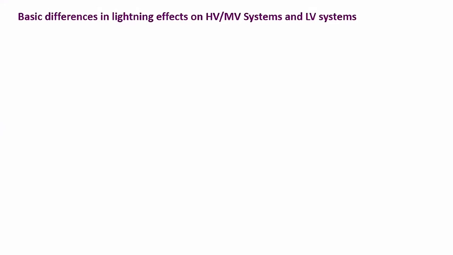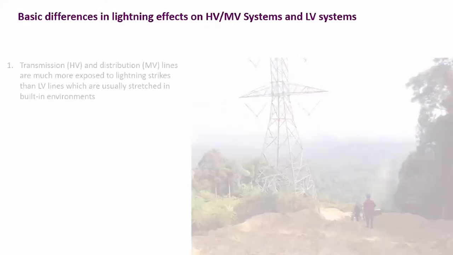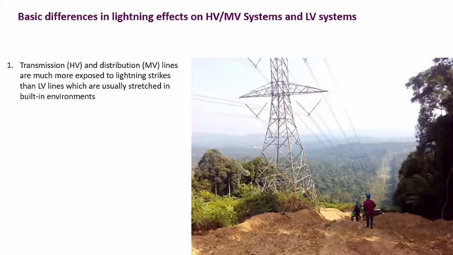Now, what are the basic differences in lightning effects on HV, MV systems and LV systems? I'm not talking about the protection scenario, I'm talking about the lightning effects. So the first difference is that the transmission and distribution lines are much more exposed to lightning strikes than LV lines, which are usually stretched in built-in environments, because you know that the LV lines are in cities and habitations, whereas transmission lines stretch tens or hundreds of kilometers in exposed areas.